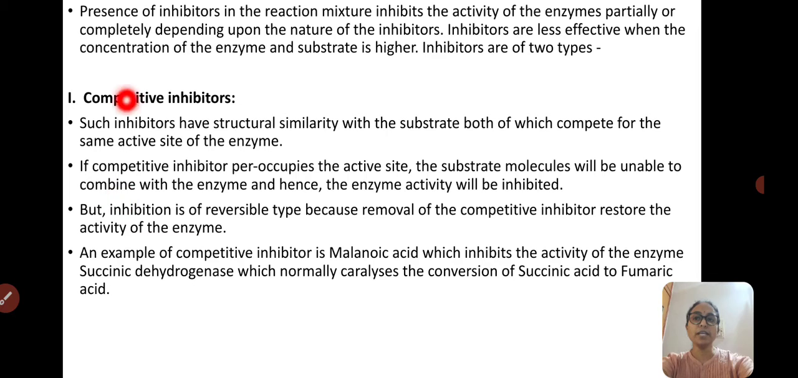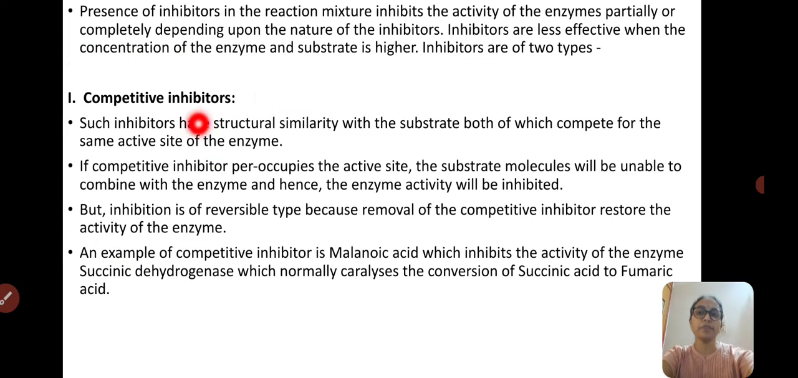The presence of the inhibitors in the reaction mixture inhibits the activity of the enzyme, particularly the enzyme activity is totally or partially reduced or stopped by the inhibiting agent.